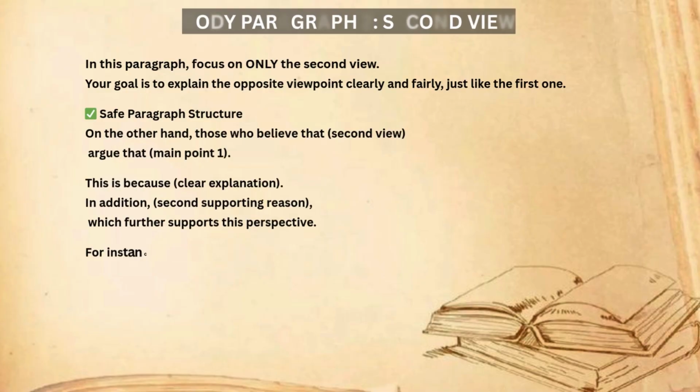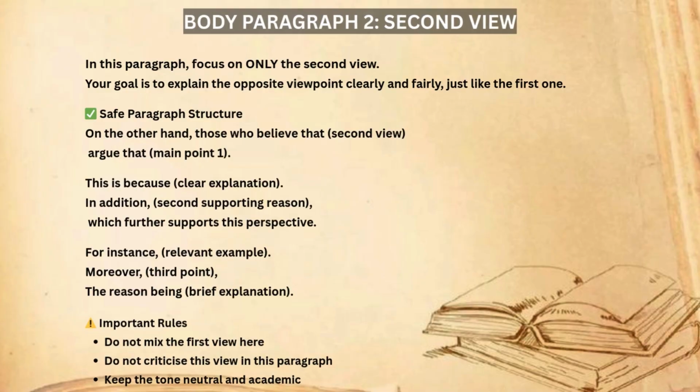Now we move to body paragraph 2, which explains the second view. The paragraph should be written in the same balanced and natural tone. Here is a safe structure. First, on the other hand, those who believe that second view argue that your main point here. Second, this is because, then explanation, and then another reason: in addition, and then your other reason. For instance, then your examples.